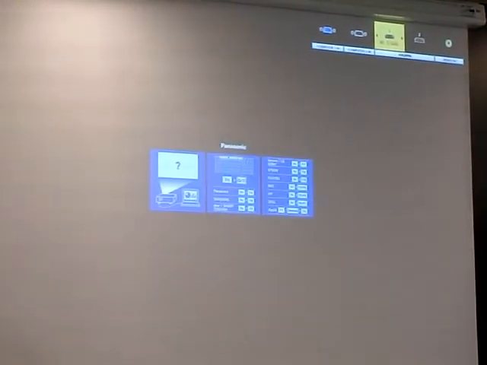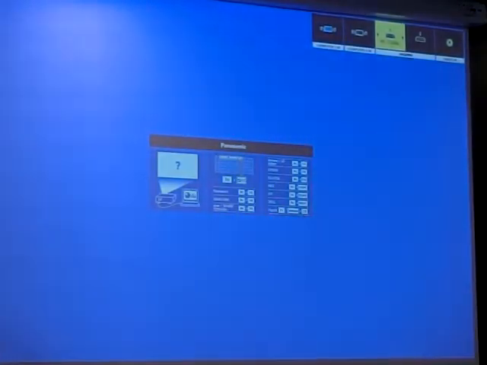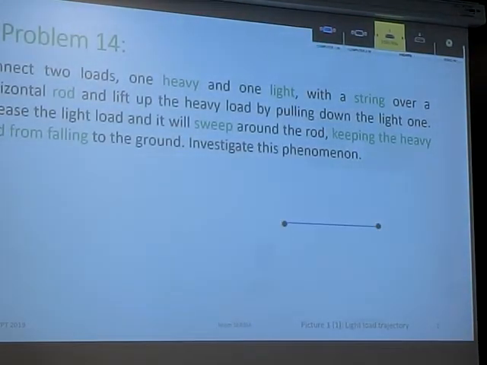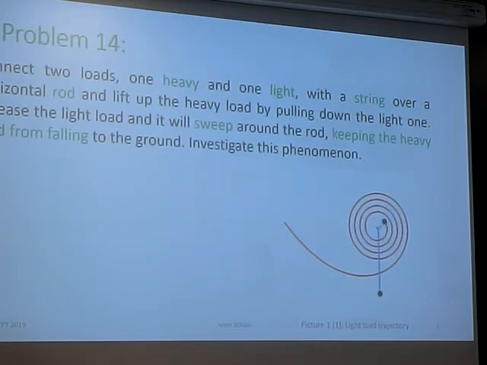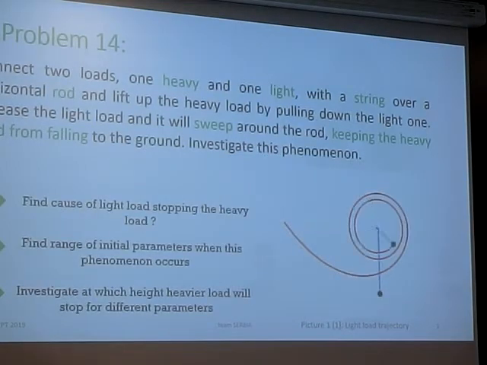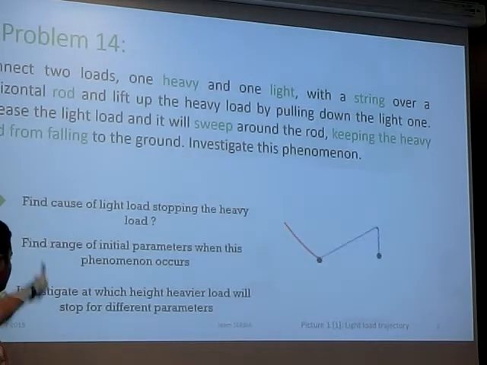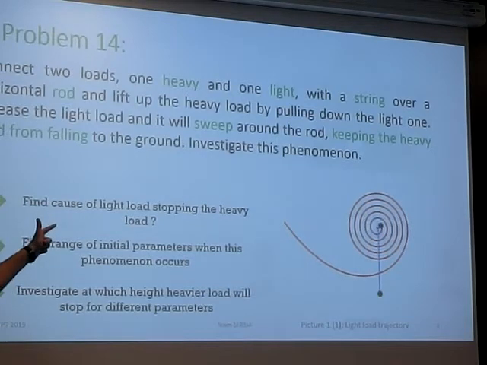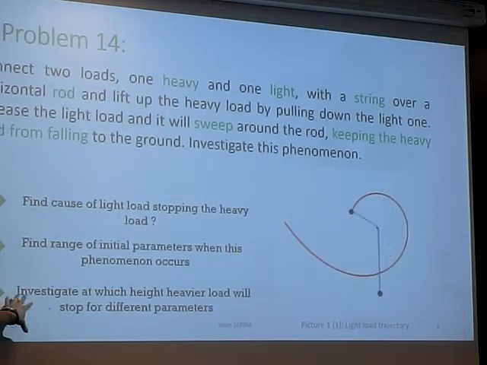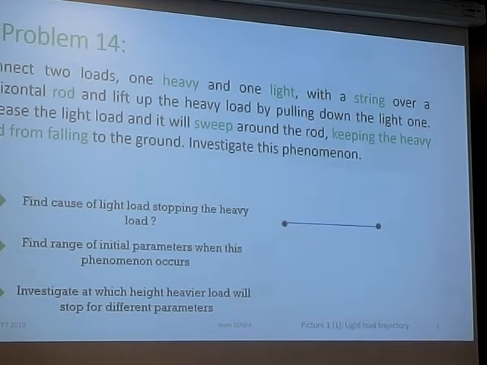When we connect two loads, one heavy and one light, with a string and put it over a bar, in some circumstances a lighter load can stop the heavier one from falling down. So our crucial tasks for this phenomenon are to find the cause why the lighter load can stop the heavier one, find the initial range of parameters when this phenomenon occurs, and also investigate at which height the heavier load will stop for different initial values.